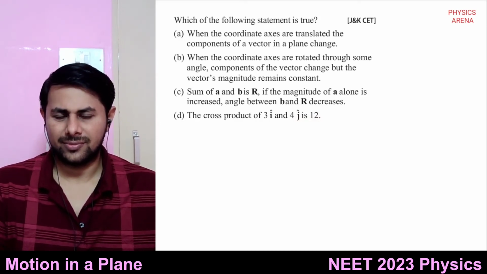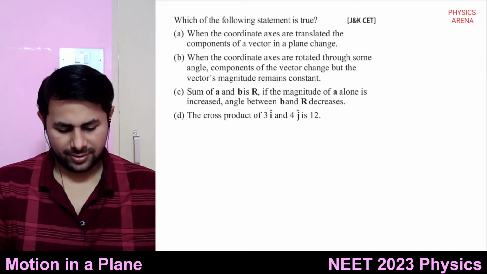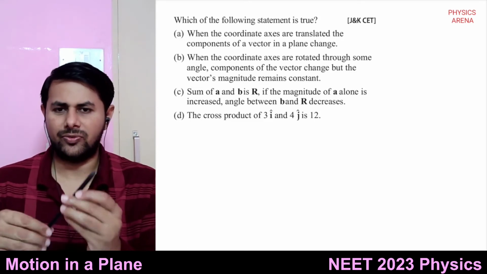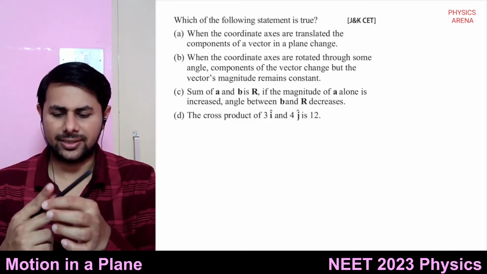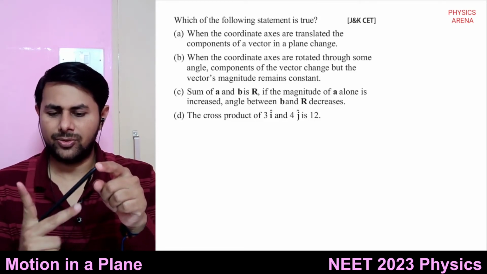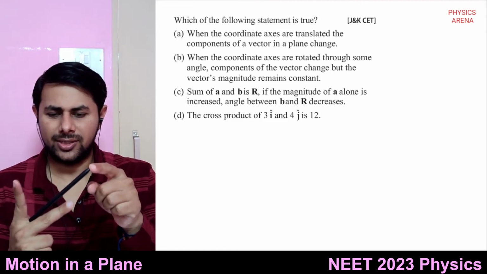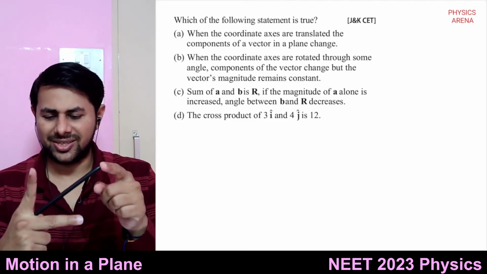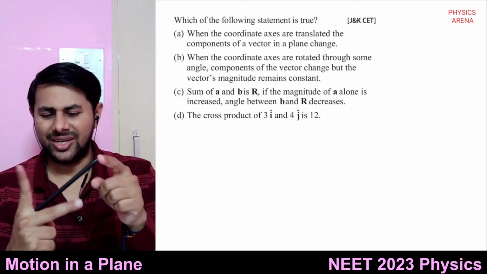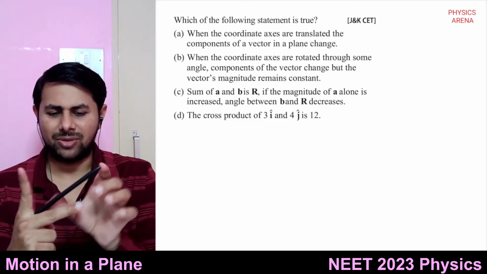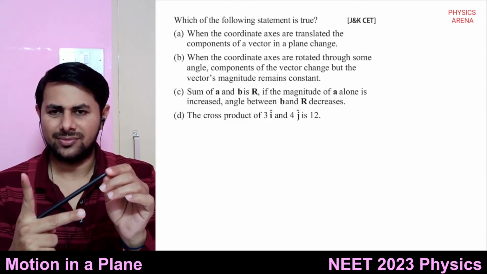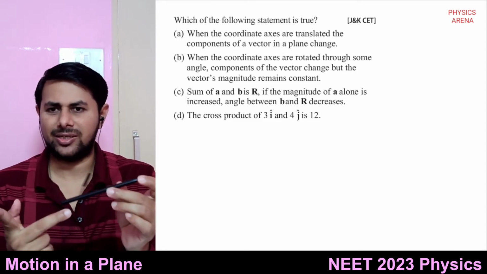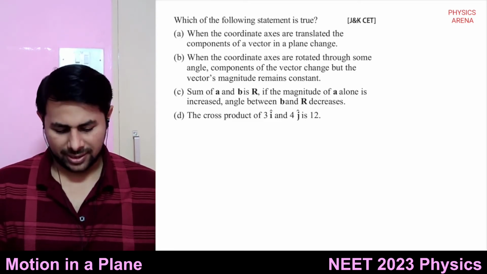Sir, if the coordinate axes are rotated, the angle changes, sir. The magnitude remains constant. That is correct, because the vector's length will be the same anyway. Exactly. That is the answer. Okay, good. So see, suppose this is your vector, and these are your coordinate axes, x and y, like this. If you rotate them, I have rotated x and y. Earlier x was horizontal and y was vertical. Now I'm rotating. So is there any change in the length of this vector? No, sir. So the length of the vector remains the same, the magnitude remains the same. So the answer is option B.